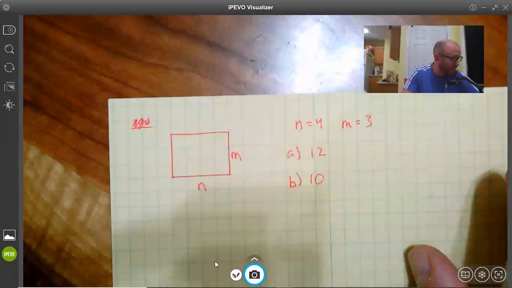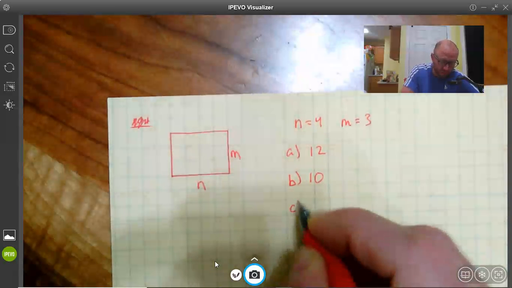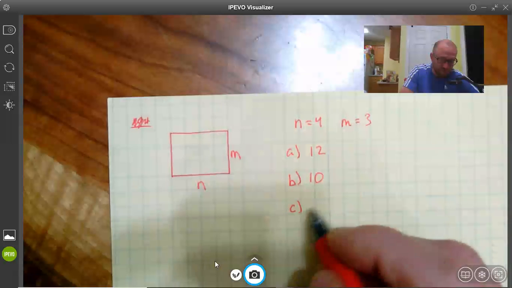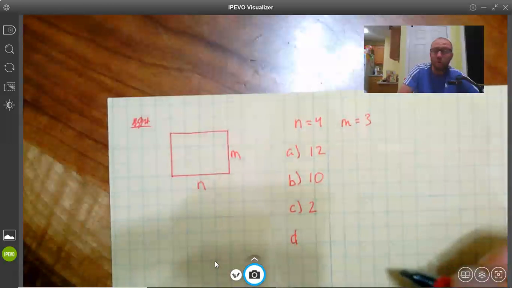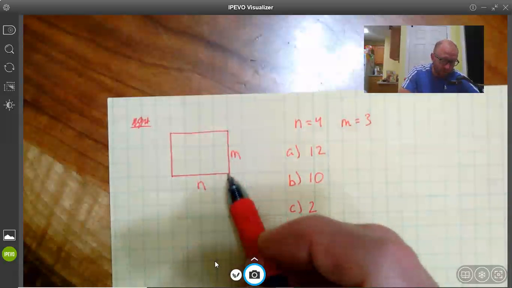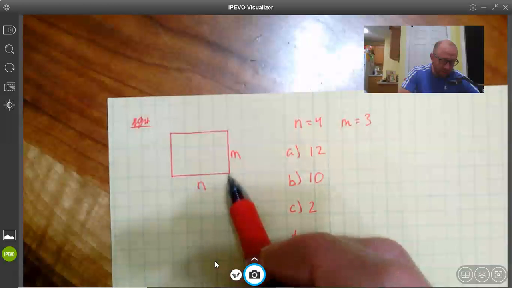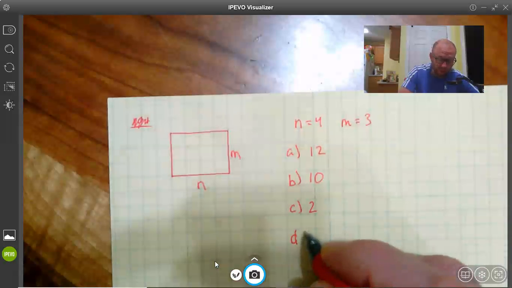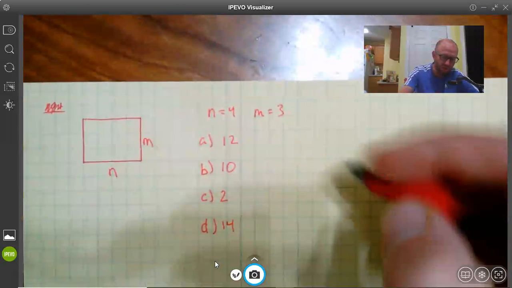Then C is the number of completely surrounded ones. There are just 2 in the middle that are completely surrounded. And then D, the perimeter of the figure. 3 and 3 makes 6, and 4 and 4 is 8, so 6 and 8 is 14. All right, there's one shape.